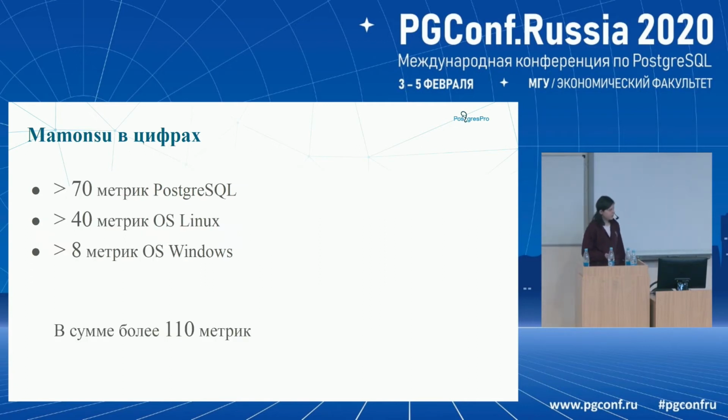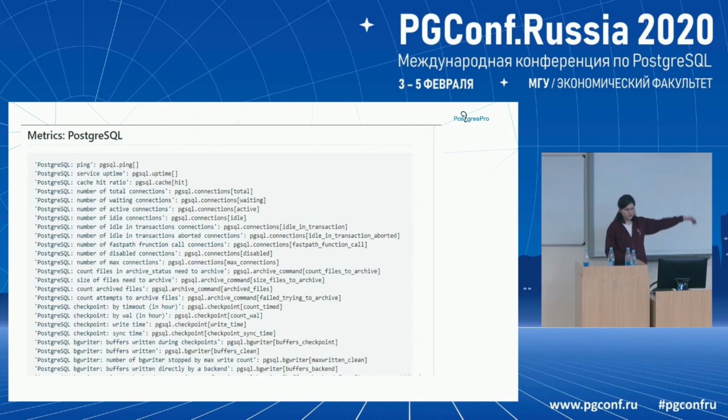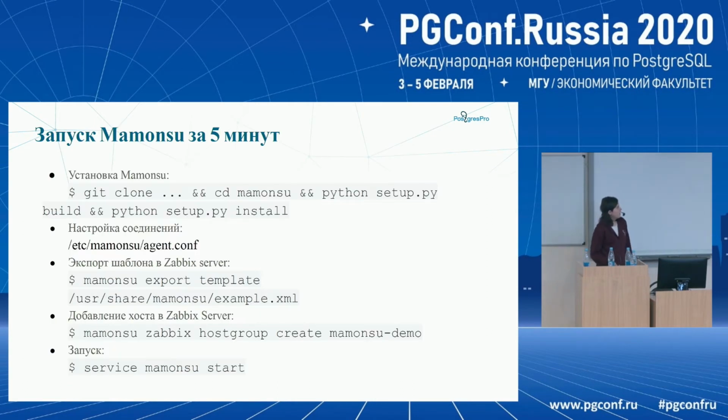That's how many plugins we have, and in total we have more than 110 metrics that are available just out of the box. Here are some of them. You can see the full list at our GitHub page, where all of them are listed. So, 5 steps to configure the monitoring.